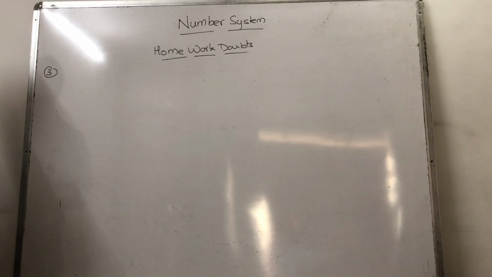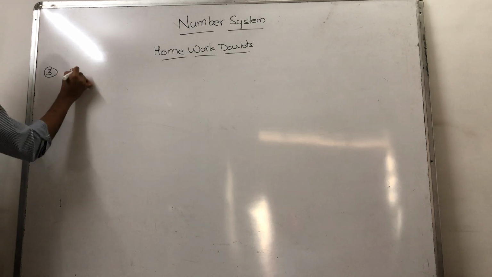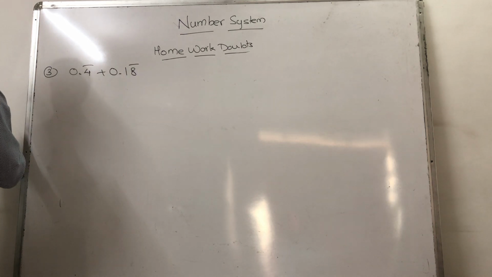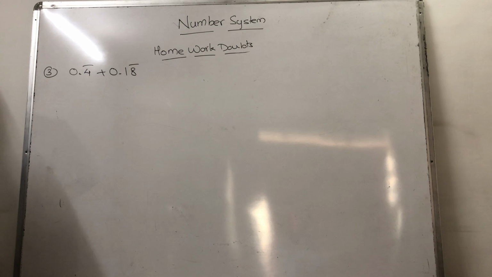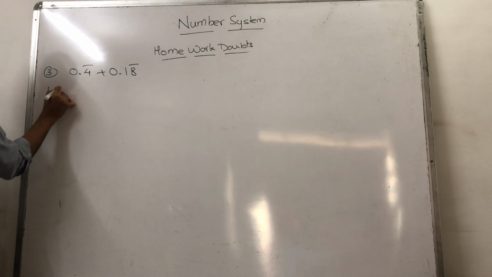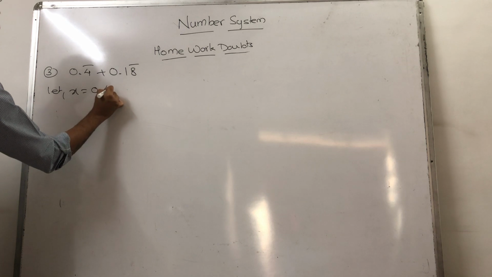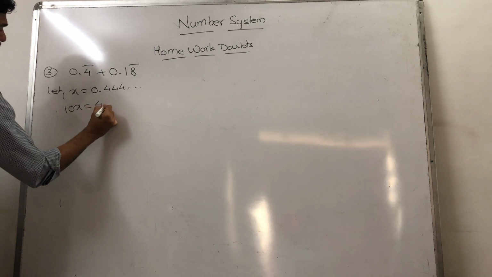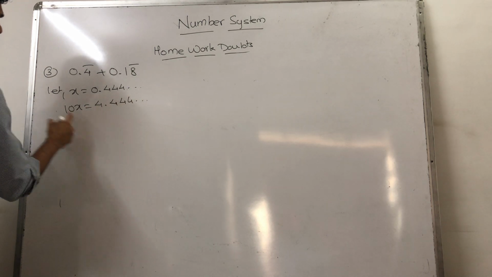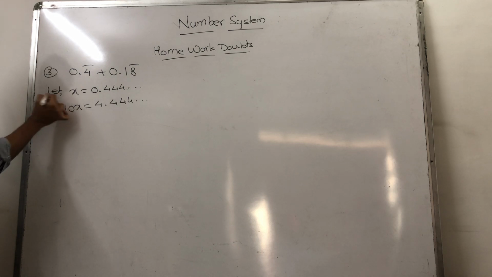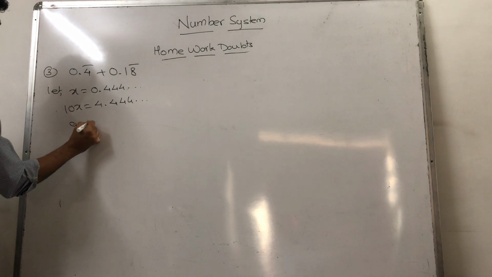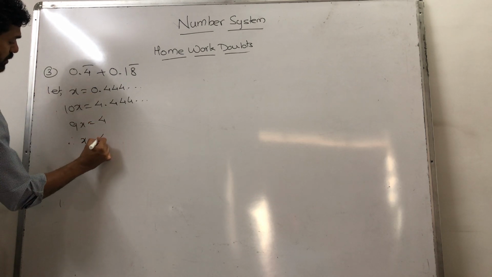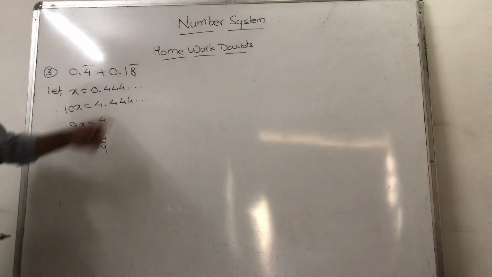The third sum is 0.4 bar plus 0.1 bar 8. Find the value of this. You say let x is equal to 0.4 bar, that is 0.444. One digit is repeating, so you multiply by 10. So your 10x is this value. You subtract the values. 10x minus x is 9x. The same digits after the decimal get cancelled. 4 minus 0 is 4. Therefore, x is equal to 4 by 9.